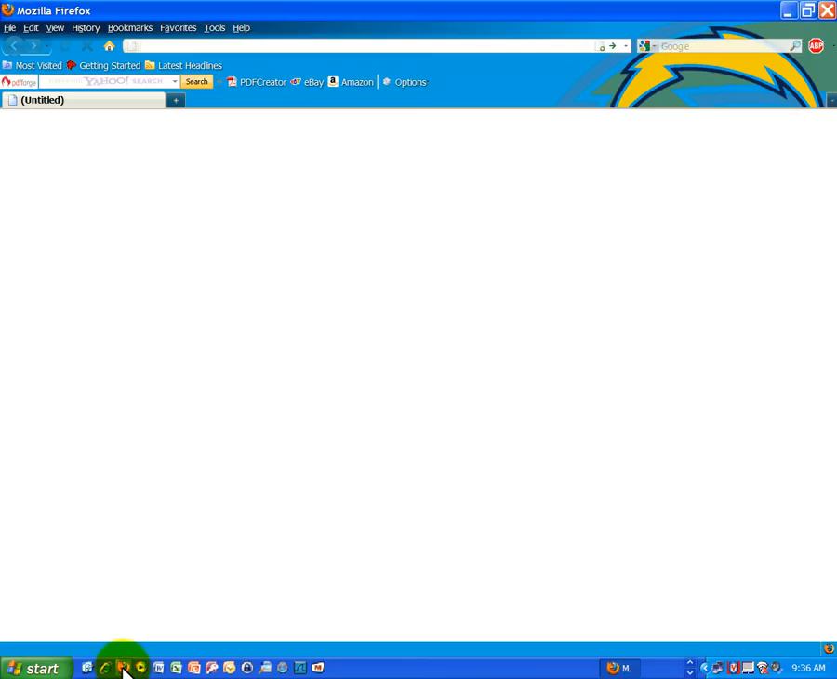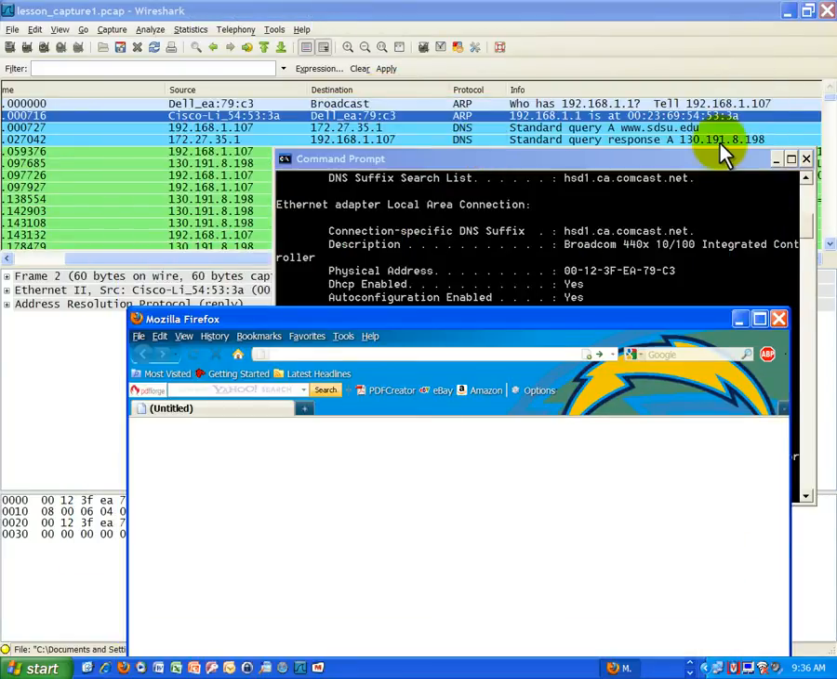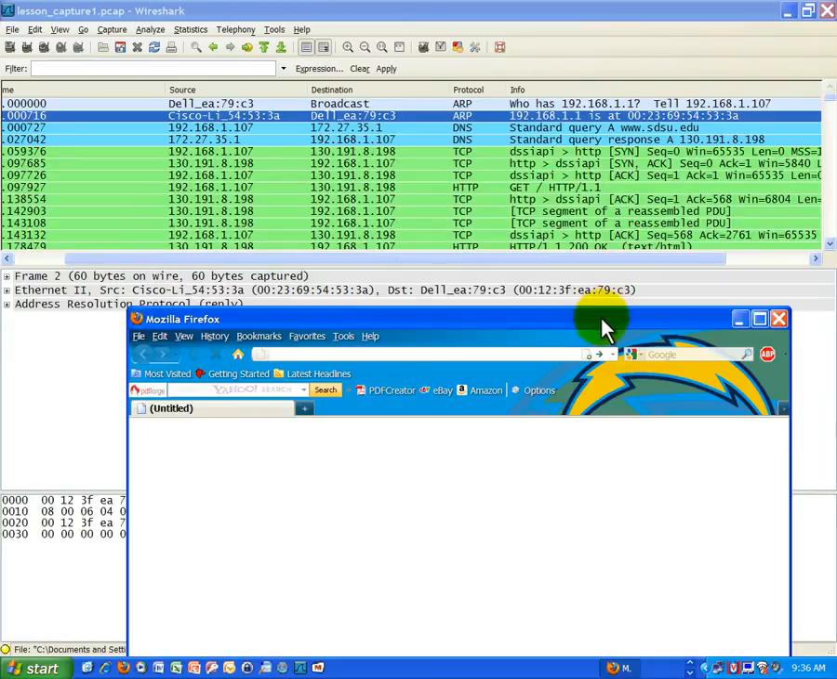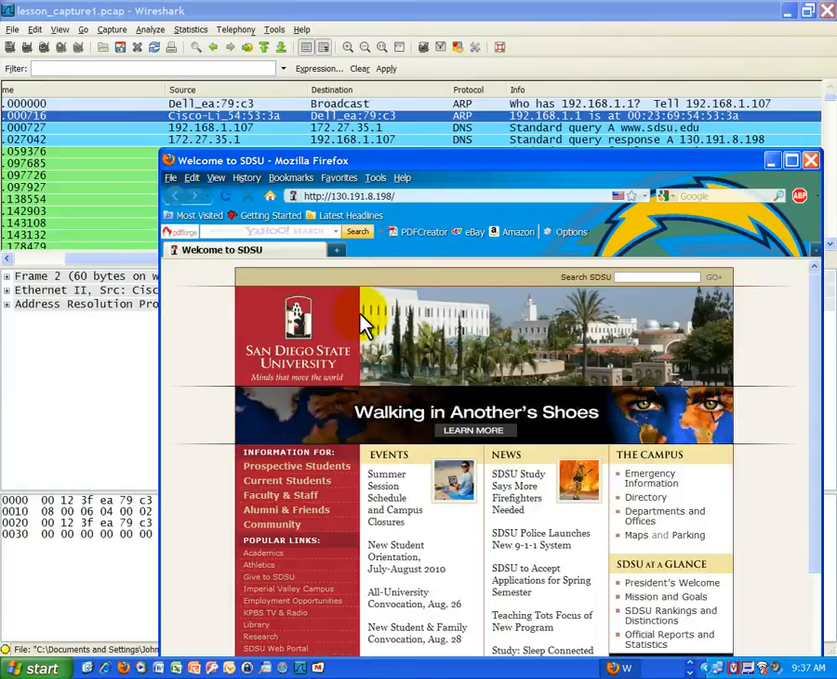Okay, so let's try it. I'm going to make this screen a little smaller, so we can see both things at once. I'm going to go ahead and minimize that prompt. Here we go. So I'm going to type this IP address in and let's see what we get. HTTP 130.191.8.198. So I'm just typing the same address I'm seeing here in the standard query response for DNS. And let's see what happens.